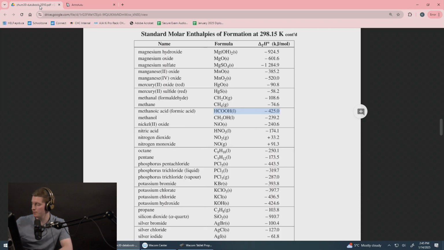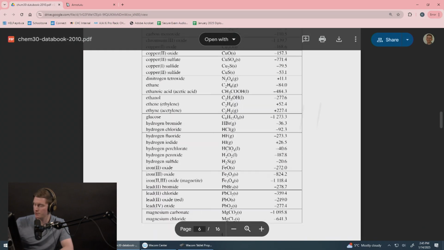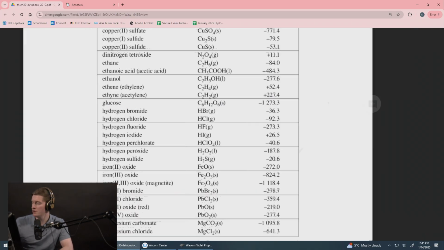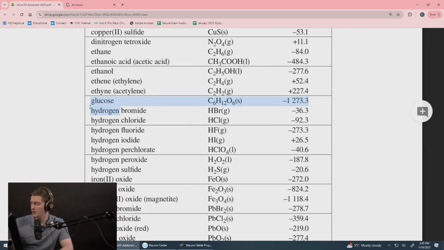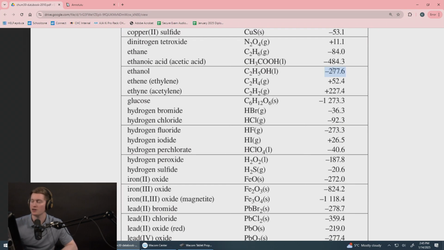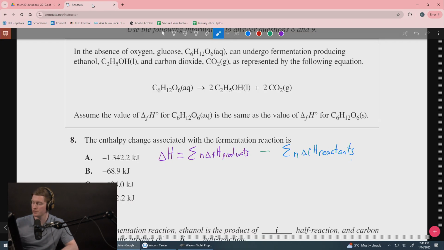If you go to the Chem 30 data booklet and take a look at pages 4 and 5, we'll find glucose first of all. Here's our standard enthalpy of formation for glucose, negative 1,273.3 kilojoules per mole. And then we also have ethanol and carbon dioxide gas. Ethanol is negative 277.6 kilojoules per mole. And then carbon dioxide gas, negative 393.5 kilojoules per mole. Those are the values that we're going to use and where I found them from.